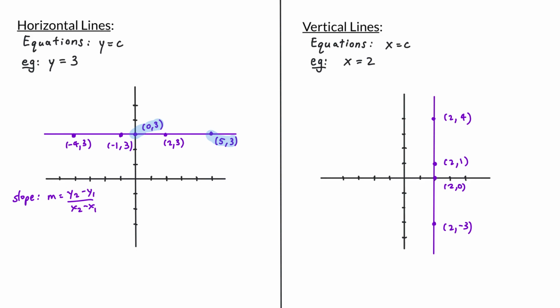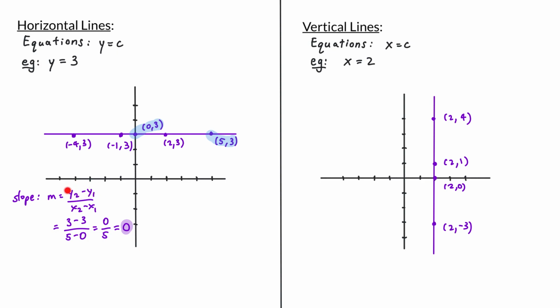With (0, 3) as our first point and (5, 3) as our second point, our calculations are going to look like, well, y2 minus y1 would be 3 minus 3, and x2 minus x1 would be 5 minus 0. So in the numerator, 3 minus 3 gives us 0. In the denominator, 5 minus 0 gives us 5. And 0 divided by 5 is 0. So our slope in this case is going to be 0. Now this result should make some sense, because when we're dealing with horizontal lines, if we think about the slope as rise over run, to get from one point to another here, we don't go up at all, we just go across.